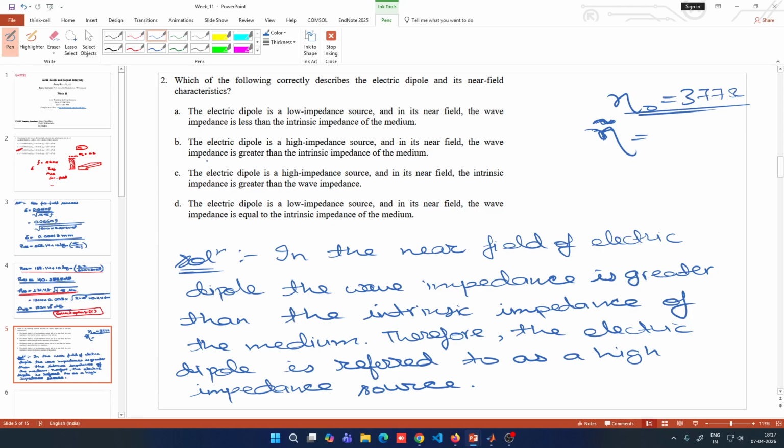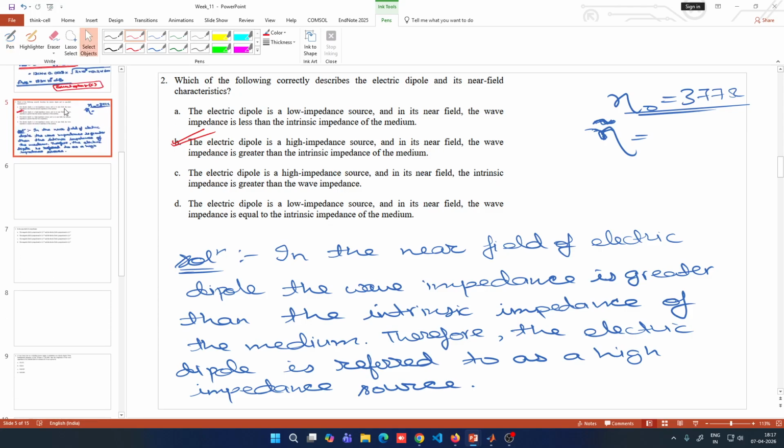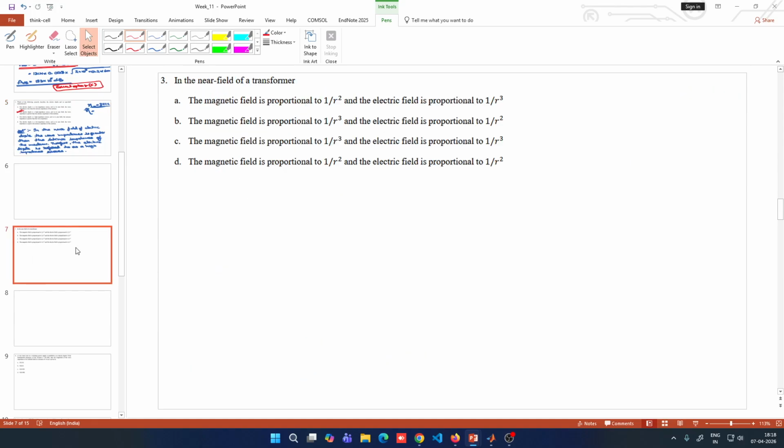So if you match it with the given options, the correct option is option B. The electric dipole is a high impedance source, and in its near field, the wave impedance is greater than the intrinsic impedance of the medium. I hope this question is clear. We will move on to question number 3.